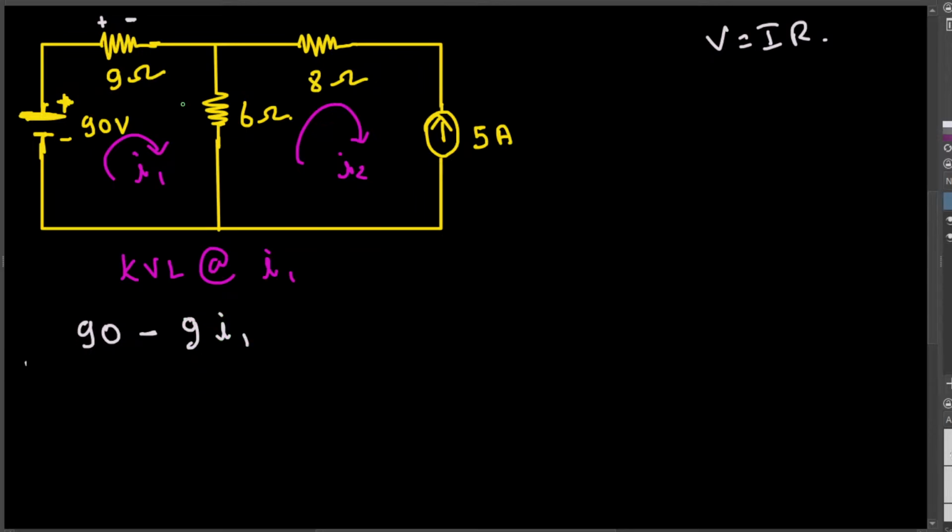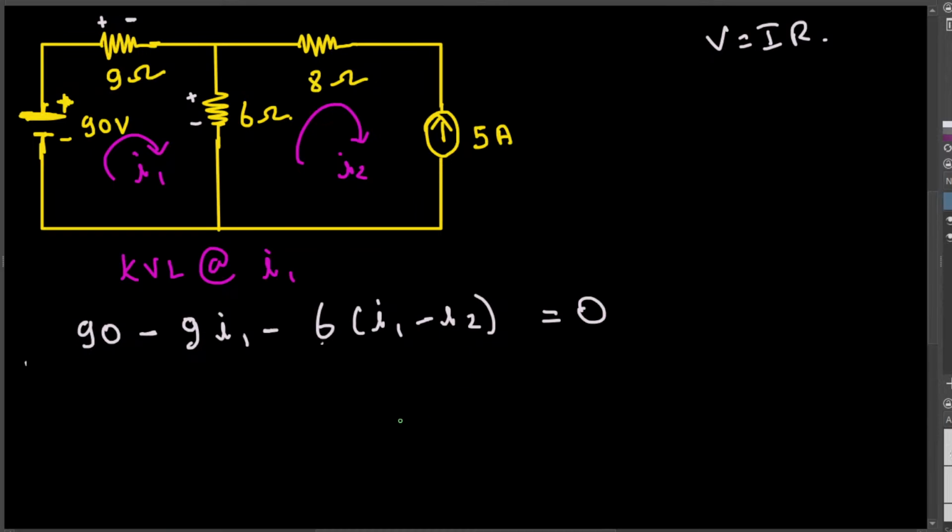Here also the current is going from plus to minus, then it's going to be, actually sorry, minus 6 I1 because of Ohm's law. And if you see the other current I2 is going opposite of this, so this is going to be minus minus I2 right here, and that's equivalent to 0.